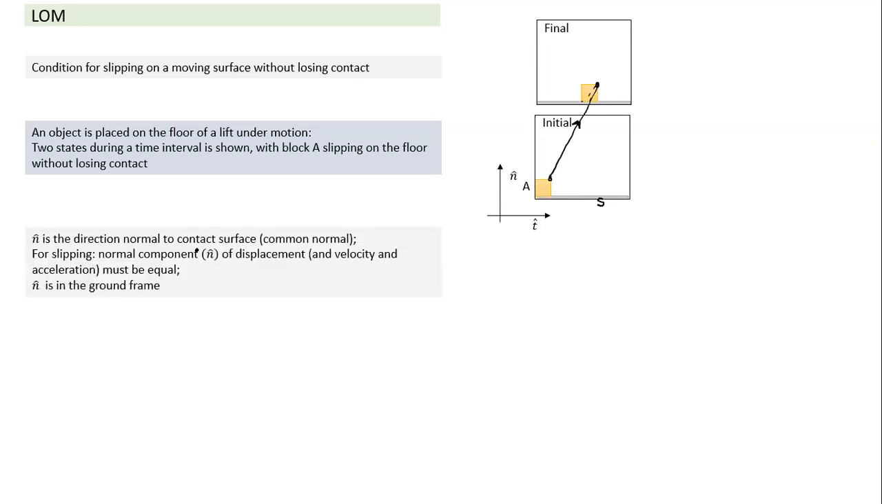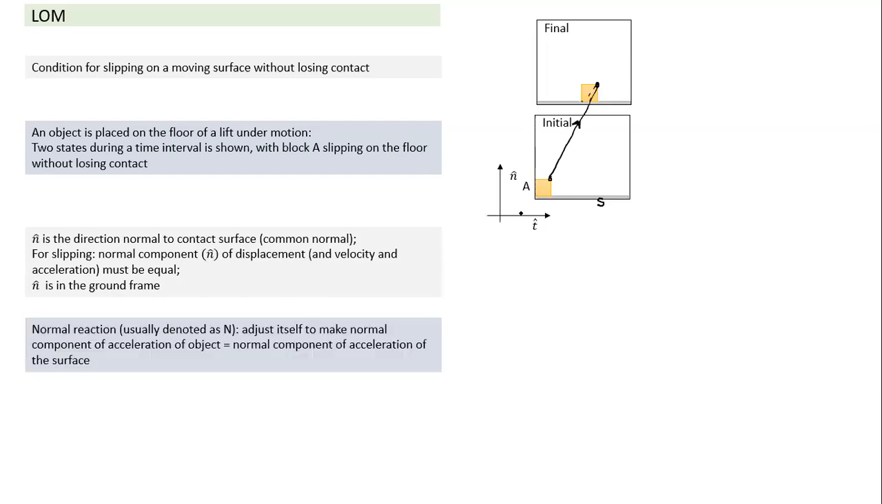So n is the direction normal to the contact surface, which is called the common normal. If it is a curved surface also, we can take a common normal. For slipping, the normal component of displacement, and accordingly velocity and acceleration, must be equal. And n is measured from what? This n is taken from the ground frame. It's all from the ground frame.